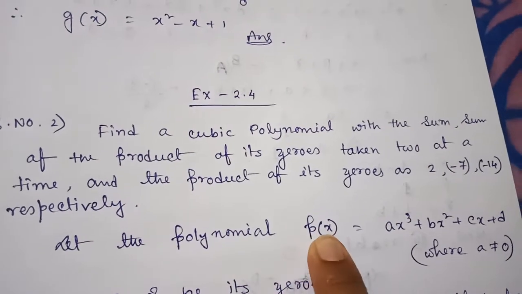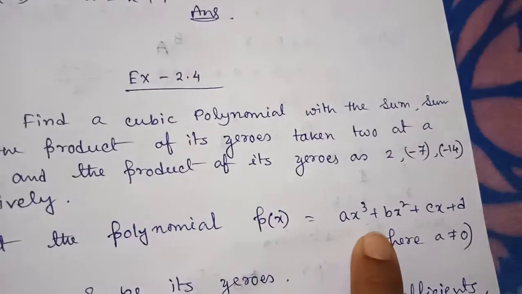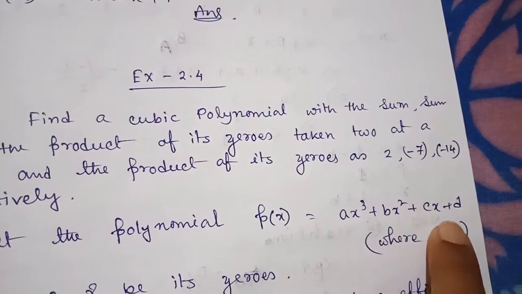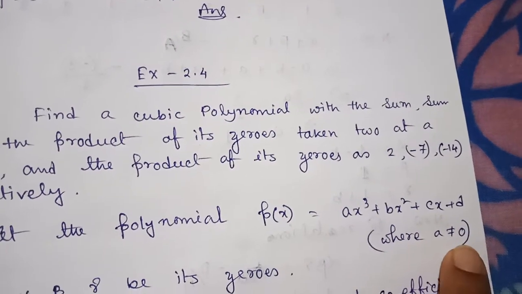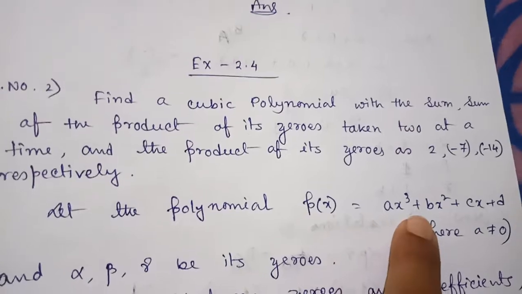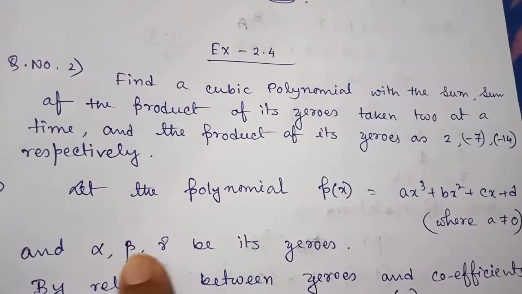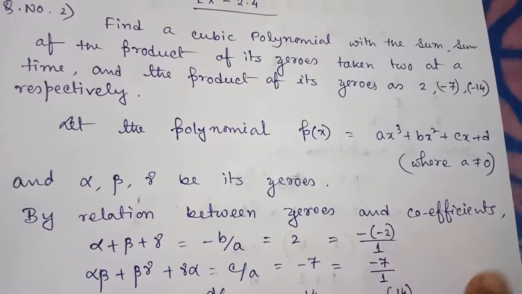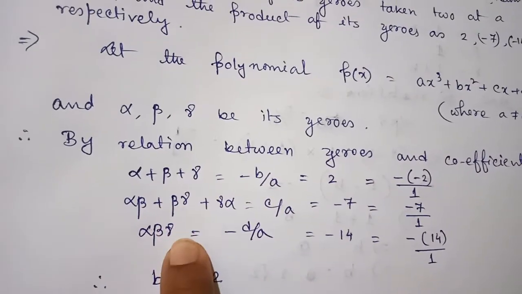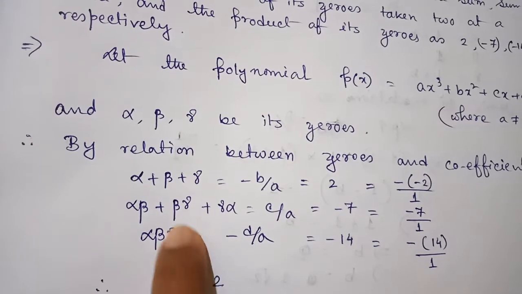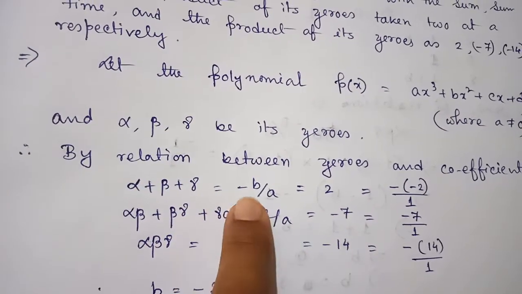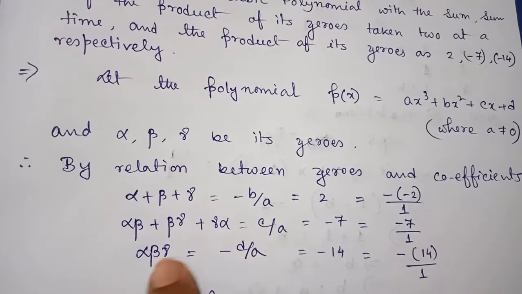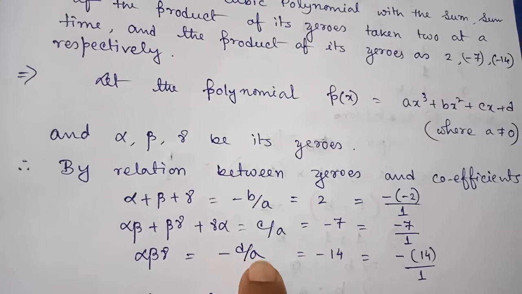Let P of x, the polynomial, be cubic, so we take its standard form ax cube plus bx square plus cx plus d, where a is not equal to 0. Since it is a cubic polynomial, there will be 3 zeros and we take alpha, beta, gamma as its zeros. By the relation between zeros and coefficients, alpha plus beta plus gamma is minus b by a, alpha beta plus beta gamma plus gamma alpha is c by a, and alpha beta gamma is minus d by a.